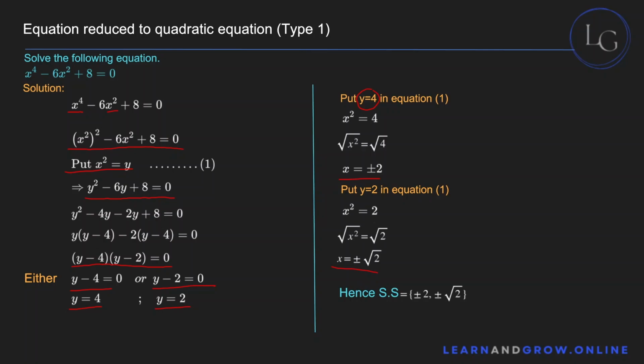So the solution set is this. Basically, x is equal to plus under root 2, minus under root 2, plus 2 and minus 2. So you have four values for x, as this is an equation in x to the power 4.